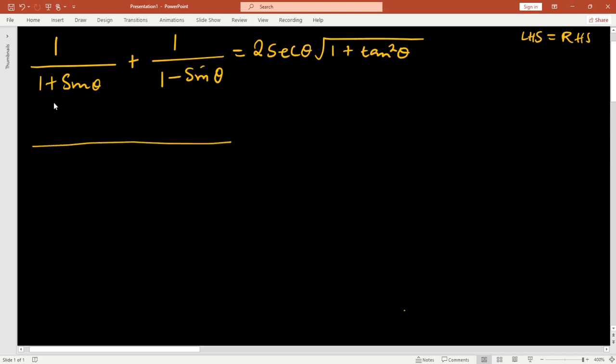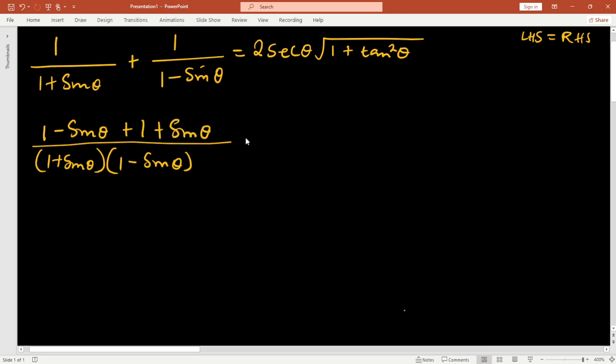Now the common denominator here is just going to be the product of the two denominators that we have. So here we're going to have 1 plus sine theta and 1 minus sine theta. If we divide 1 plus sine theta into this, we remain with 1 minus sine theta. So by 1 we're going to have 1 minus sine theta. Then plus, if we divide this into this, we're left with 1 plus sine theta. We multiply it by 1, we're going to have 1 plus sine theta.